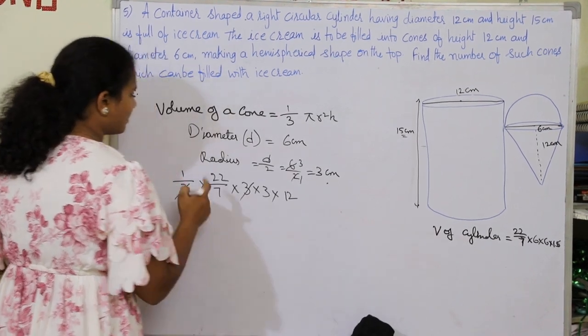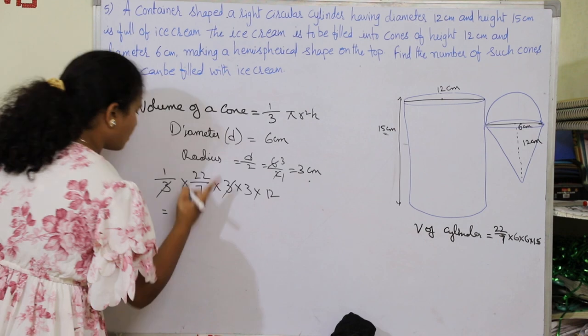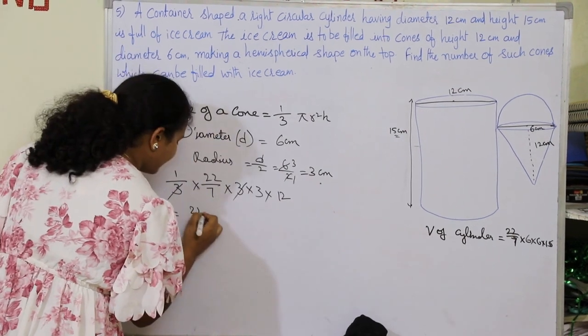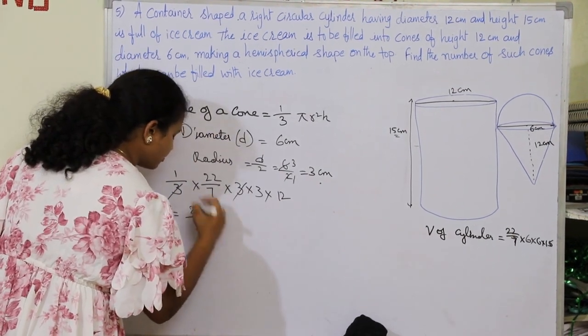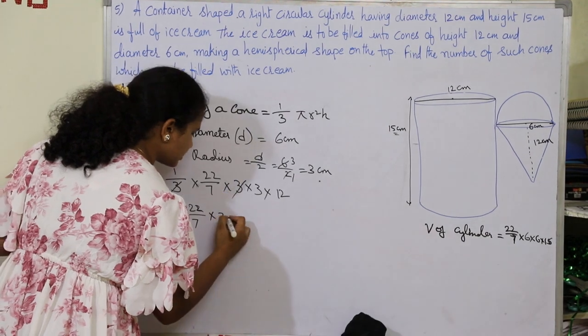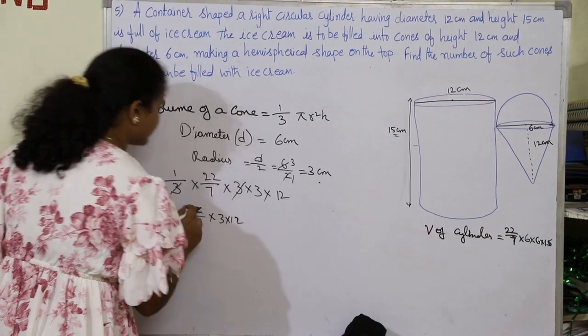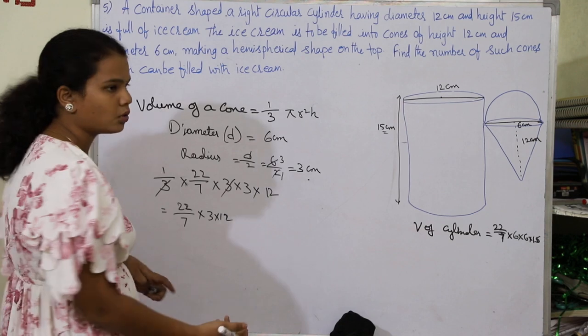Now therefore I got the volume of the cone. So let it be like this. Don't simplify or multiply it, we will do it later. So this will become 22 by 7 into 3 into 12.